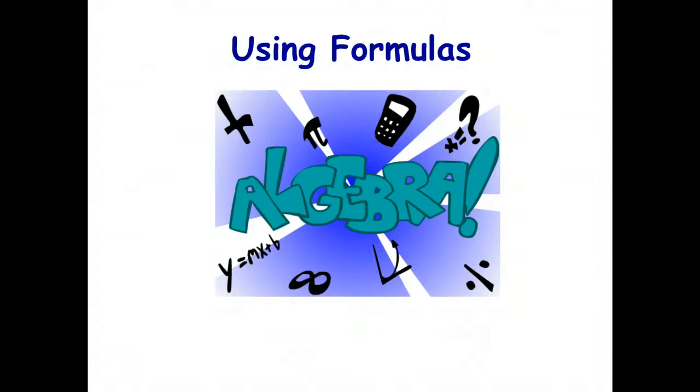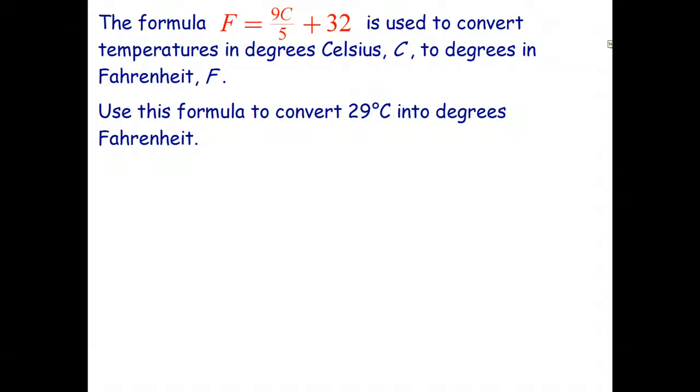In this video we're going to show you how to substitute into what are called formulas. All a formula is, is an expression that has some real world context. In this case the formula is F, which stands for degrees Fahrenheit, equals 9C over 5 plus 32. This formula is used to convert degrees Celsius, given by the letter C, into degrees Fahrenheit, given by the letter F.